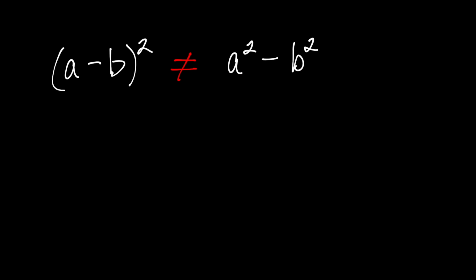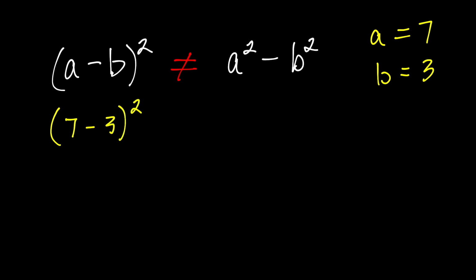All right, and one way to combat this or show that this is false is just to pick some numbers. Let's suppose we let a equal, I don't know, 7 and b equals 3. So substitute 7 and 3 into each of these expressions. So 7 minus 3, that quantity squared, is it equal to 7 squared minus 3 squared? Well, let's go through this.